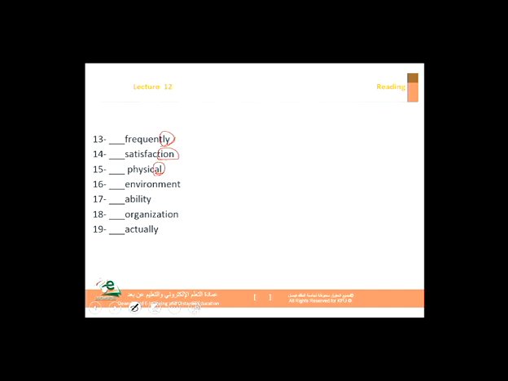Physical. AL here gives me information about this word and its part of speech, and I know that this is an adjective. Environment, noun. Ability, it's a noun. Again, organization, this TION, we know it's a noun as well. Actually, again, we look at the suffix, and the suffix tells us all. In this case, it's an adverb.